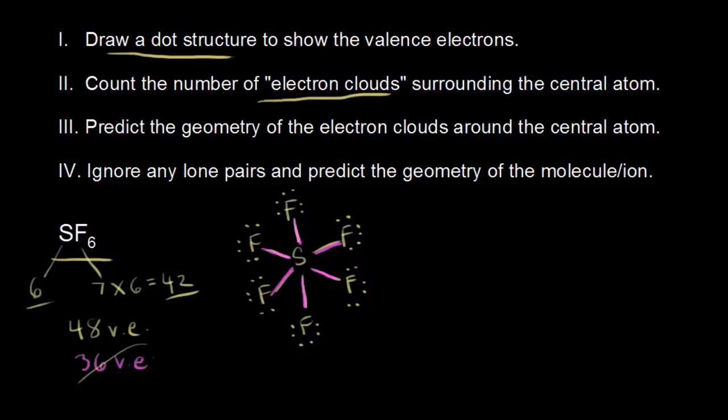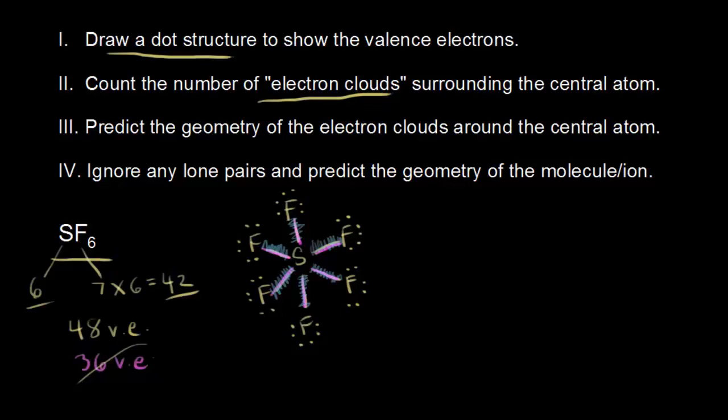So regions of electron density, right? So these bonding electrons here, that's a region of electron density, and I can just keep on going all the way around, right? So all of these bonding electrons surrounding our sulfur are regions of electron density, therefore we consider them to be electron clouds. VSEPR theory says that these valence electrons are all negatively charged, and therefore they're all going to repel each other and try to get as far away from each other in space as they possibly can.